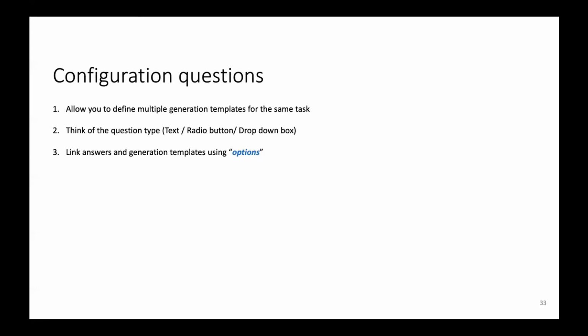And the third part is the much simpler part. If you want to provide more than one way of generating your task, just categorize them using questions and answers to questions, linked to different templates, right? And we will see a demo just after this.